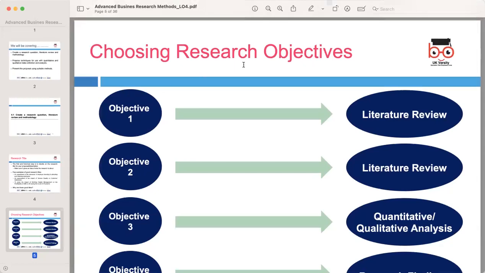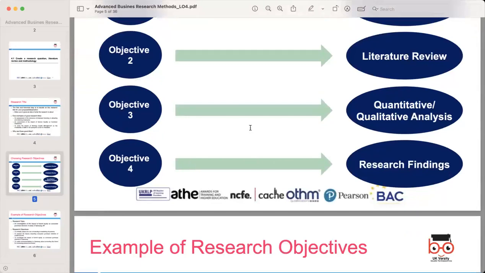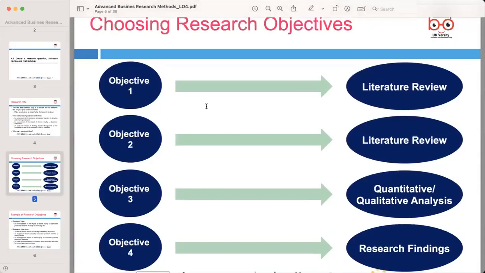Here, choosing research objectives. The process of selecting research objectives, our first objective is conducting a literature review here. So objective 1 is literature review. Objective 2 again is literature review. 3 is quantitative, qualitative analysis and research finding. So first objective is conducting a literature review.